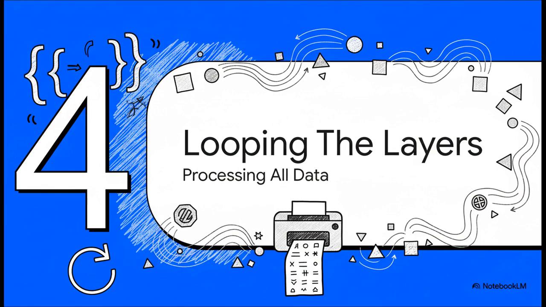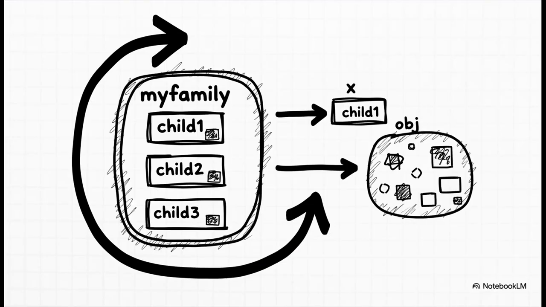Well, for that, we're going to need loops. So to work our way through the whole thing, we're actually going to use a loop inside of another loop. We'll start with the outer one. Take a look at this line of code. We're using .items() on our My Family dictionary. Now what that does is it lets us grab both the key and the value for each item. So on the first pass, the variable x will be child 1, and the variable obj will be that entire inner dictionary for child 1.